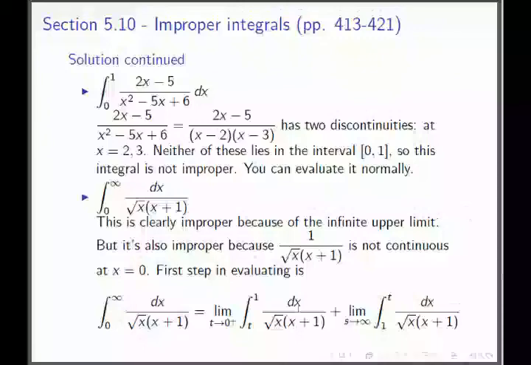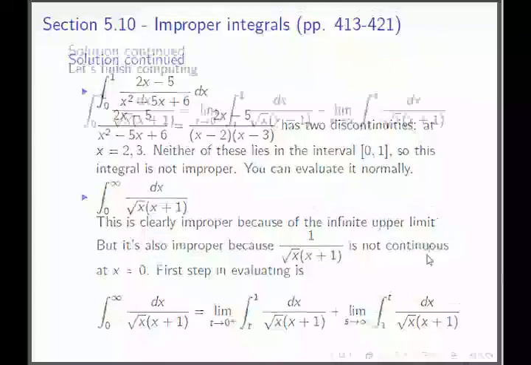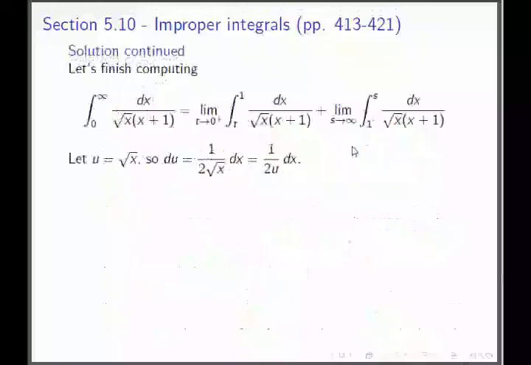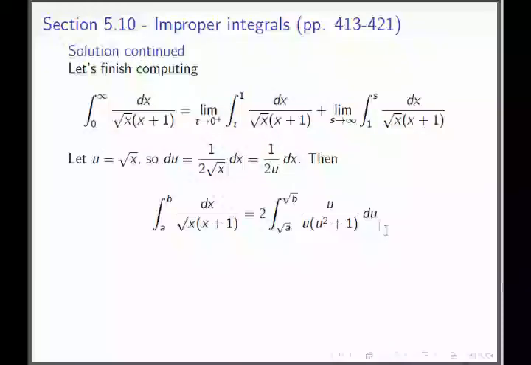The point is that we need 2 separate cases, where t is approaching 0 from the right, and where the upper limit is approaching infinity. So let's go ahead and finish computing this one. Let's first compute the antiderivative of 1 over square root of x times x plus 1. I'm going to do this by letting u equal square root of x, and then du is equal to 1 over 2u dx, and I can rewrite the integral this way. And here I'm also changing the limits of integration.